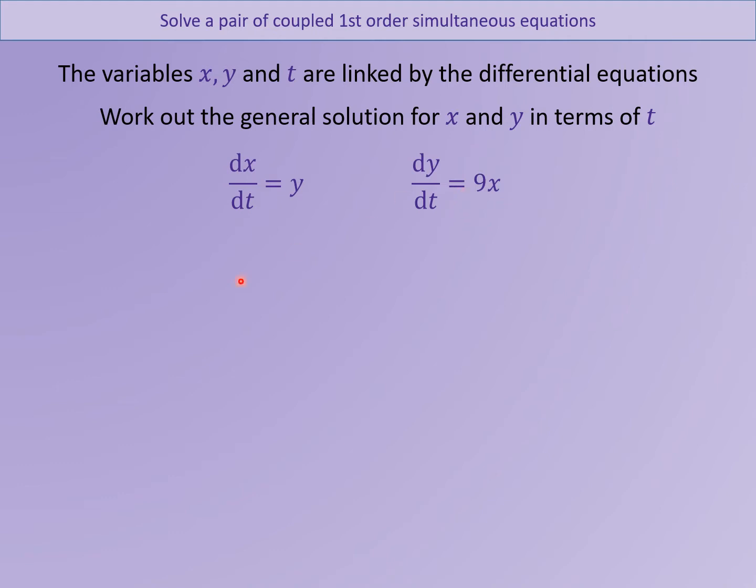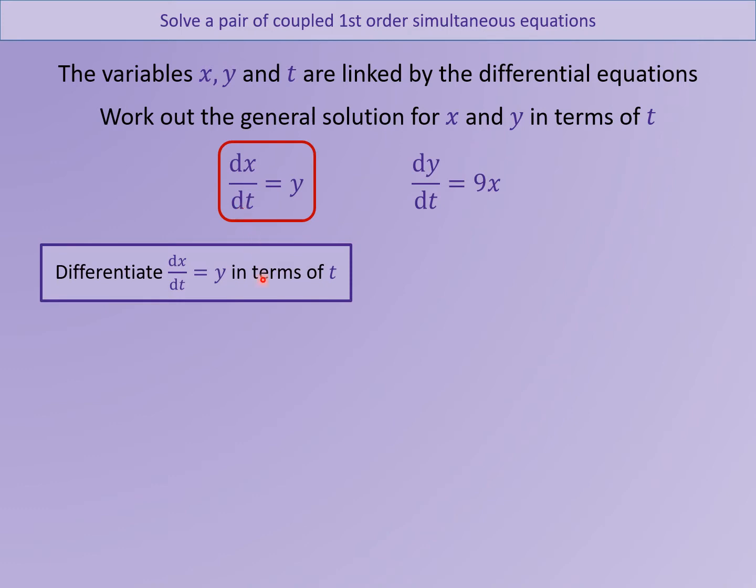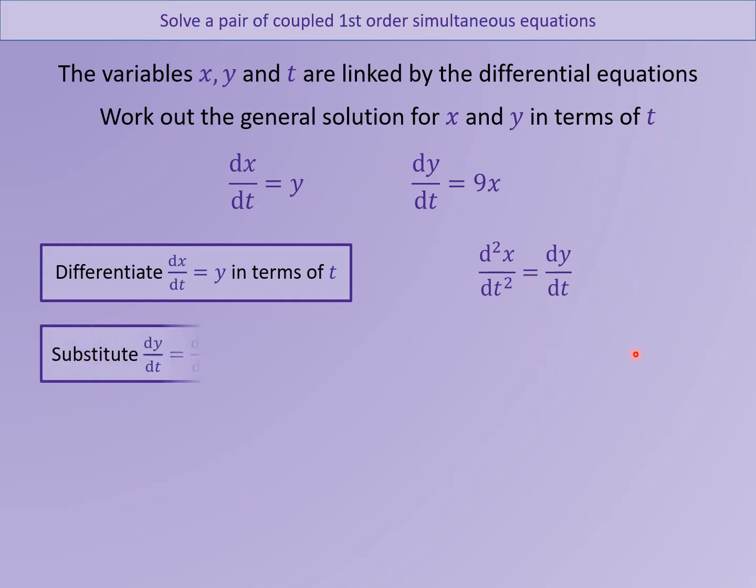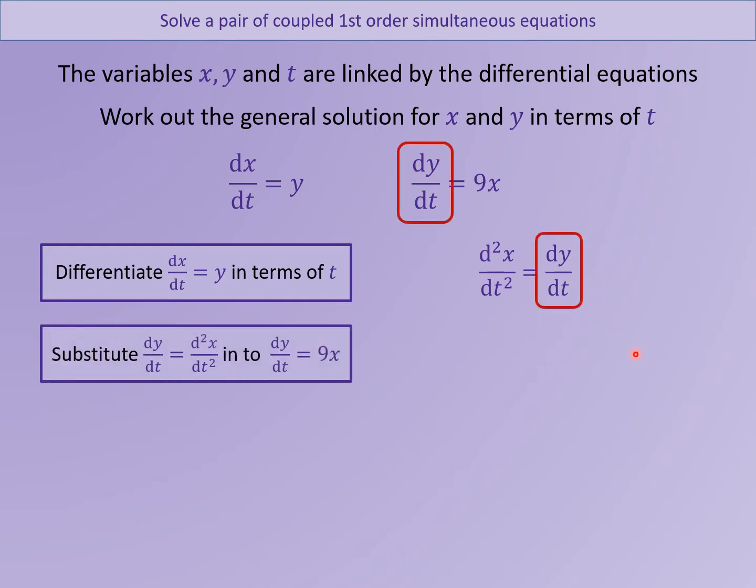But another way of thinking about it, a technique that's worth doing, is seeing if you can differentiate this equation in terms of t. So if we differentiate that equation in terms of t, what we're going to end up with is d squared x over dt squared equals dy over dt. Now the reason why that's helpful, of course, is that dy over dt is given to us there. So really, we can replace the dy over dt for 9x. So therefore, we end up with this equation.